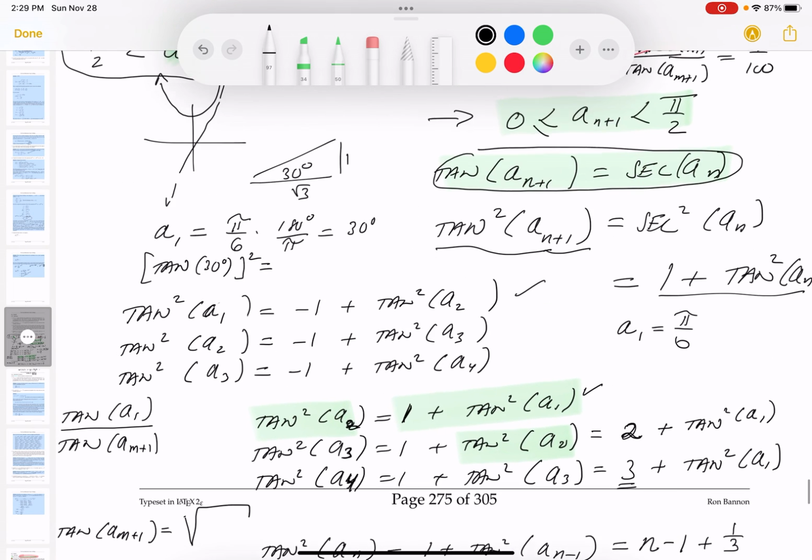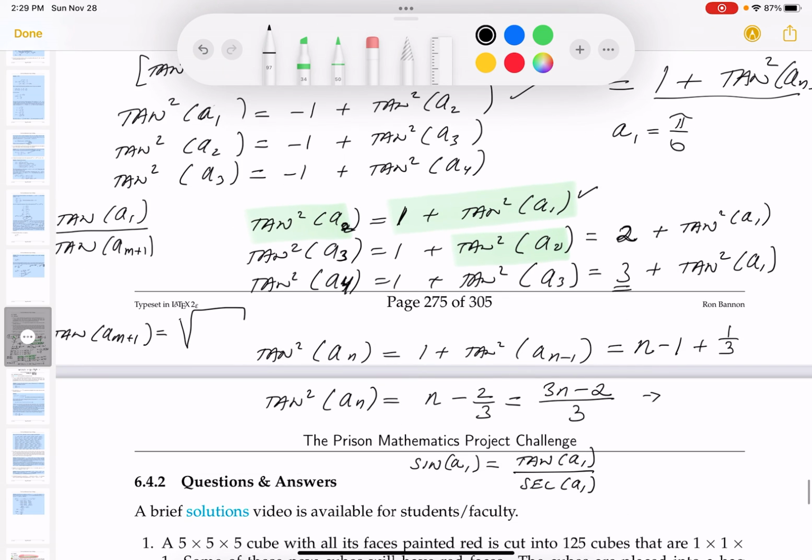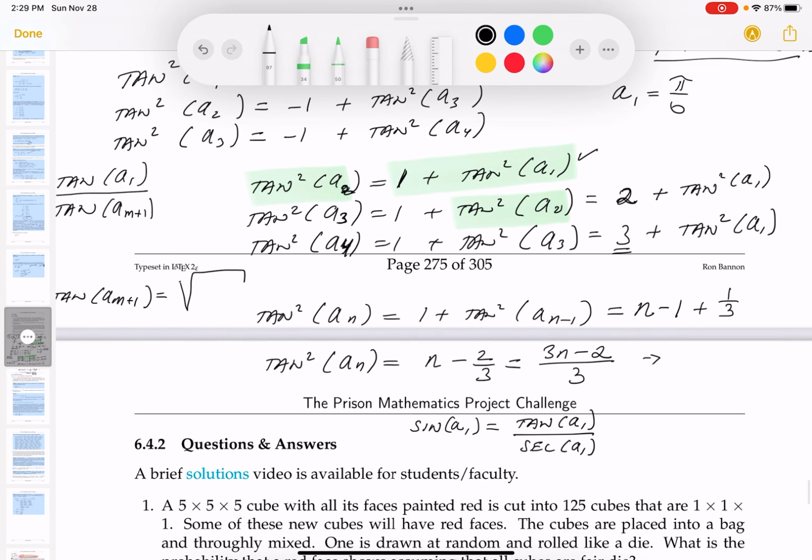Remember, we're on an interval between 0 and pi over 2, so I'm not worried about plus or minus at this point. It's going to be the root of 3 times m plus 1, so it's going to be 3m. Again, I'm using this formula over here. 3m plus 3 minus 2, so 3m plus 1 over 3.